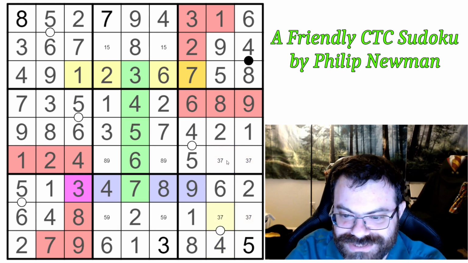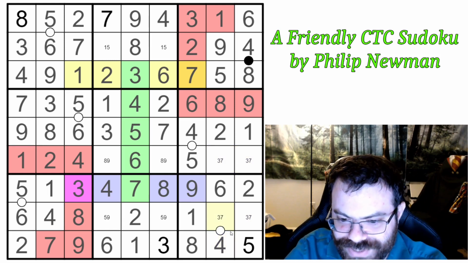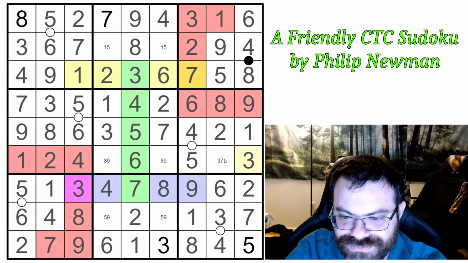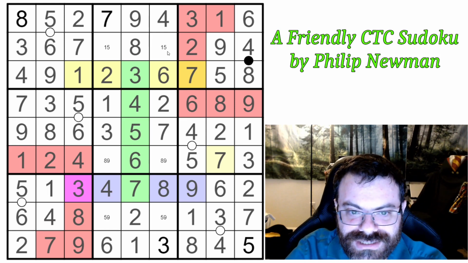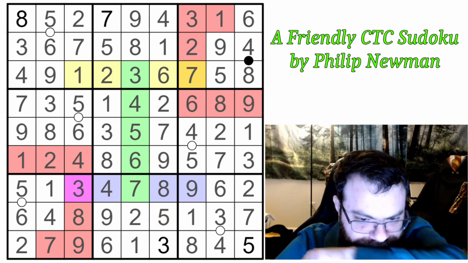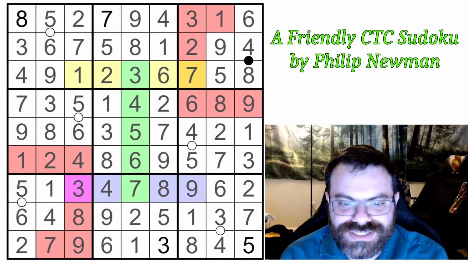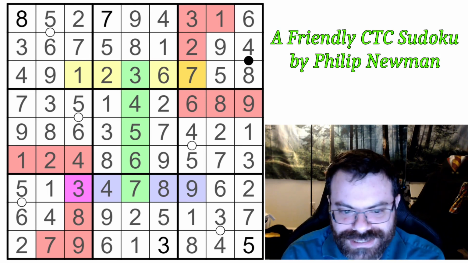This white, I was looking at these 3, 7s going, how are we going to resolve that? But we have the 4 on the white dot. So this is 3, 7, 3, 7. And then we have a 1, so this is 5, 1. 9, 5, 8. Oops, 9, 8. There we go. So that is how you solve the Friendly CTC Sudoku by Philip Newman.